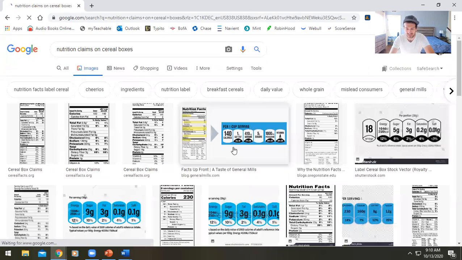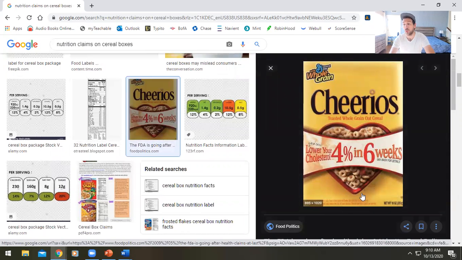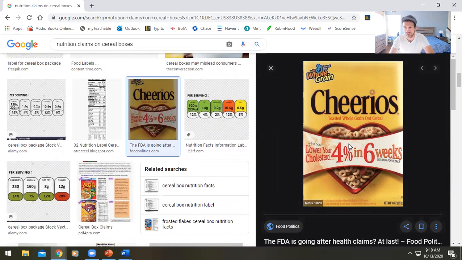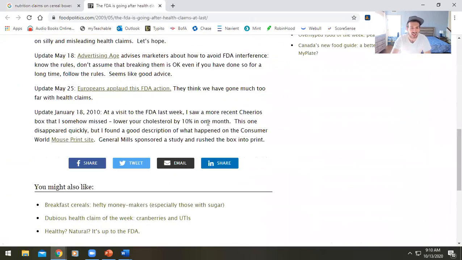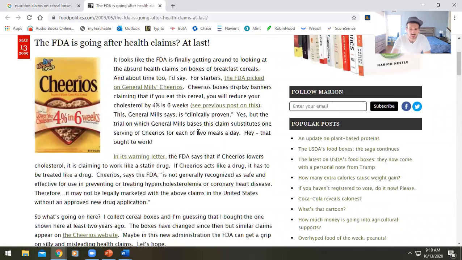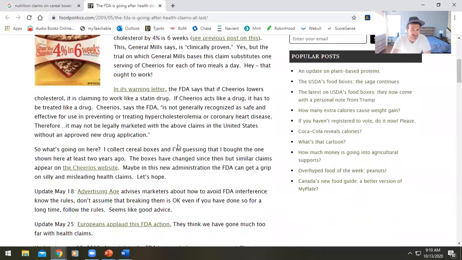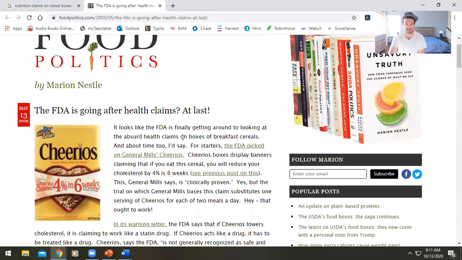You look at cereal boxes, and look at this: Cheerios can be shown to lower your cholesterol by 4% in 6 weeks. Now, if you actually read what that means, it says see back for details. Let's see here. They're not going to show the actual back for details? That sucks. No, it doesn't say it. Okay, so anyway, I can tell you. I was hoping to show you.